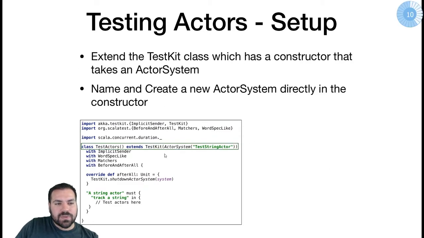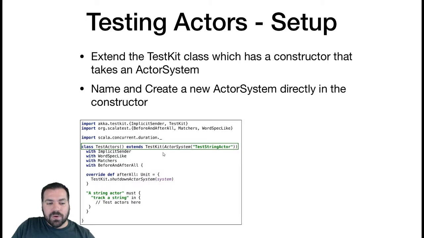Next, we're going to create the class, the test suite. I'm going to name it whatever, TestActors in this case. And we're going to extend the TestKit class, which is from the library. And the TestKit class has a constructor that takes an actor system. In this case, we're going to create the actor system right in the constructor itself. There's really no other place for us to create this.